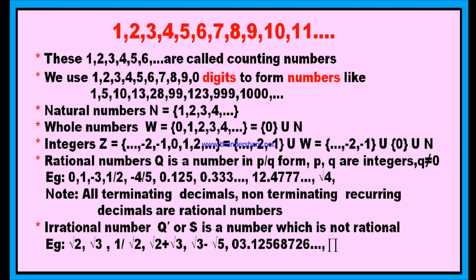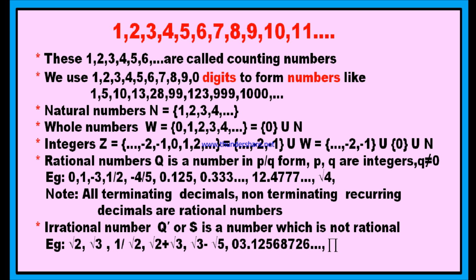Root 2, root 3, 1 by root 2, root 2 plus root 3 minus root 5, and 3.125682726 and so on, and pi. All these are examples for irrational numbers. Root 2, if you find the square root of 2, you will get a non-terminating and non-recurring number. And root 3 is also a non-terminating decimal. 1 by root 2, root 2 plus root 3, and root 3 minus root 5.